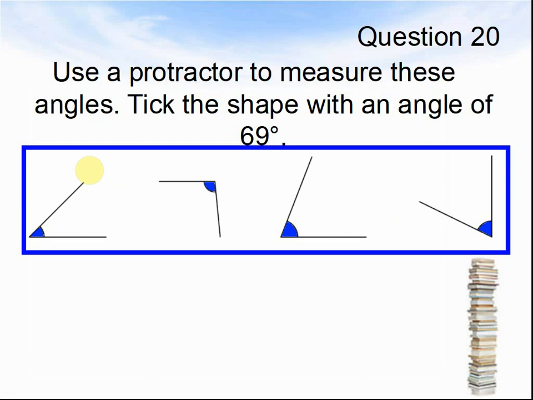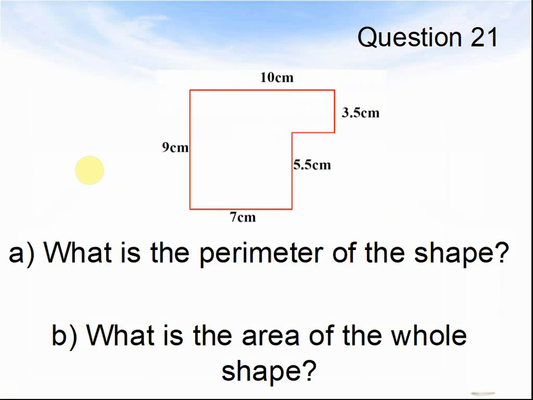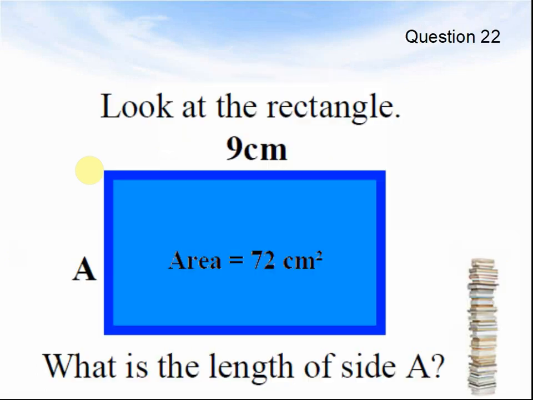Use a protractor to measure these angles. Tick the shape with an angle of 69 degrees. Pause the video until you are ready to see question 21. Here comes question 21. What is the perimeter of the shape? What is the area of the whole shape? Pause the video until you are ready to see question 22. Here comes question 22.